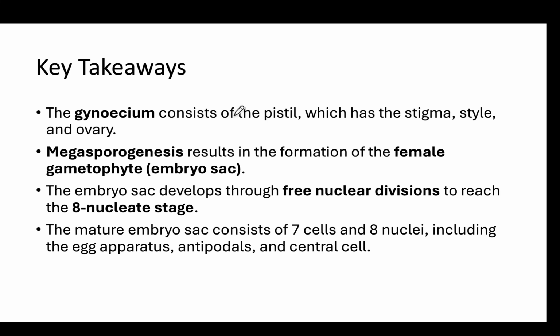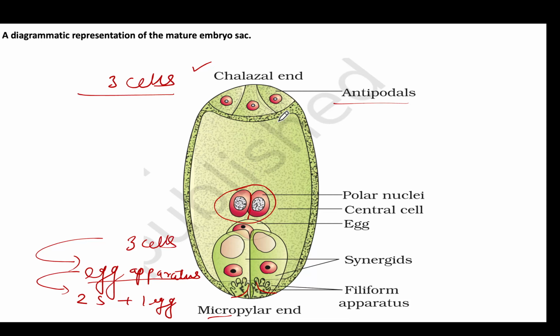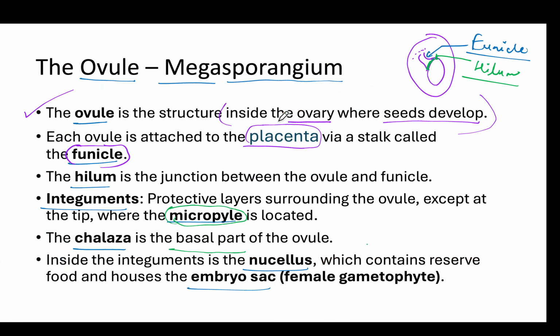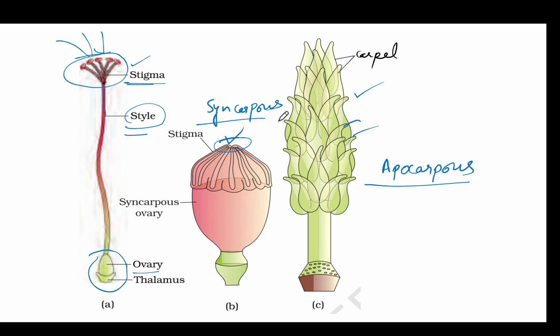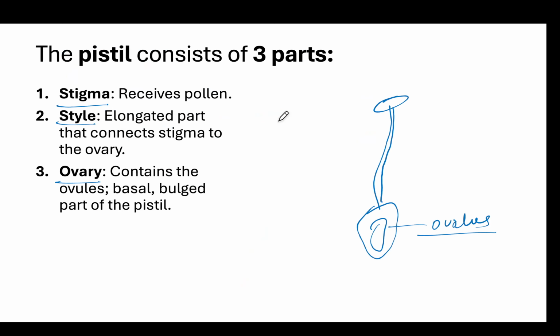What have we learned? What are the key points from today's lecture? First, what is the female reproductive part in the flower? It is the gynoecium. Gynoecium contains the pistil. If there is one pistil, we call it monocarpellary, yes or no? If more than one pistil, multicarpellary. If these pistils are fused, we call it syncarpous. If these pistils are free, we call it apocarpous. One pistil contains 3 parts: stigma, style and ovary.